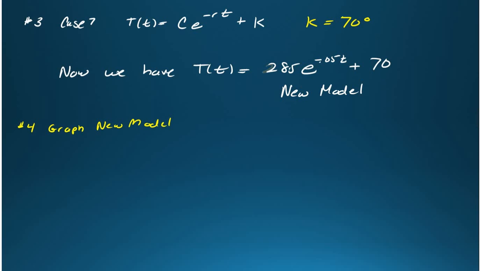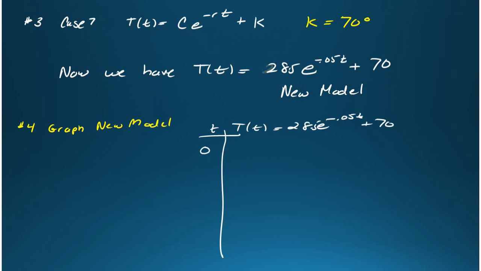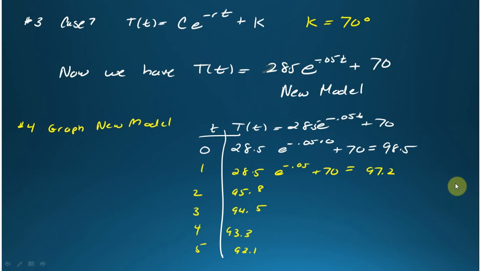Next problem, number 4, asks you to graph that new model. What you'll do is actually plot points. So, for example, at t equals 0, if I plug in 0, I get 98.5. Well, I already knew that because that's the way I found it, I got rid of the parameters in the first place. At t equals 1, I plug t equals 1 into the formula, I crank it out and I get 97.2, as I'm supposed to. At t equals 2, I'll plug t equals 2 into this formula, and I just wrote the answers that I got from the calculator.